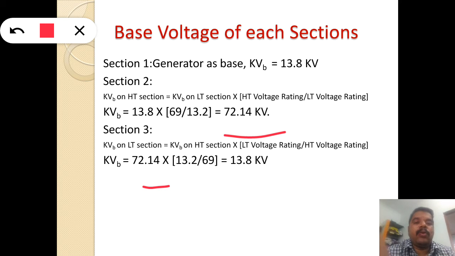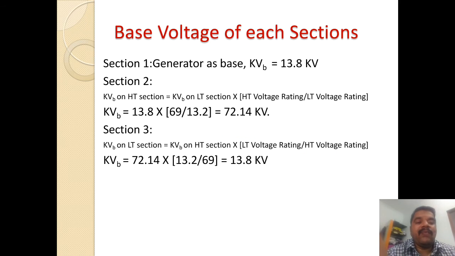So the KVB on the HT section, 72.14, into the LT voltage rating divided by the HT voltage rating. The LT voltage rating for the transformer T2 is 13.2, divided by the HT value of 69. Multiplying 72.14 into 13.2 divided by 69, the KVB new value for the third section is 13.8 kilovolt. That's all. So for each and every section, we found the KVB new value.